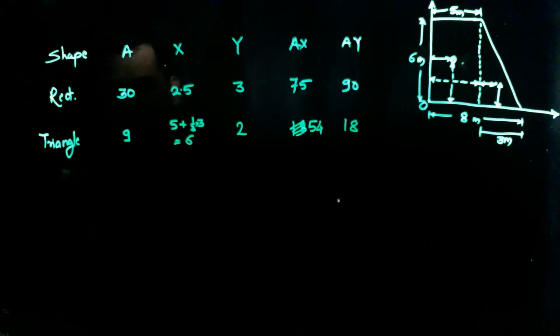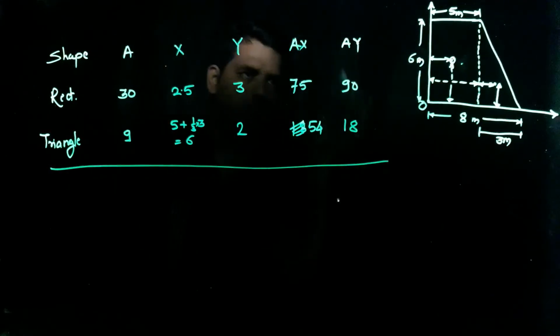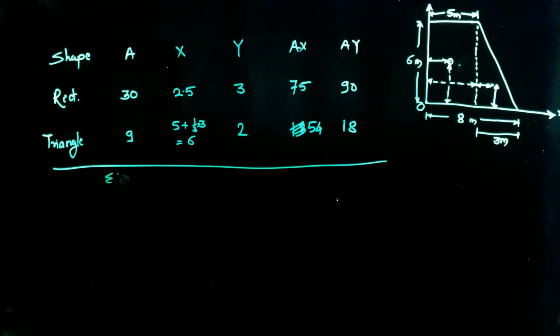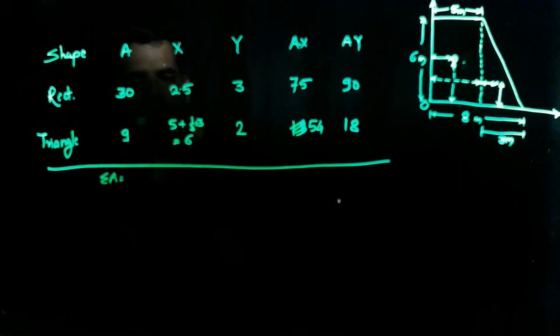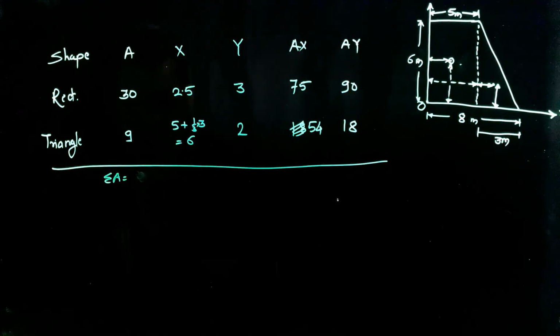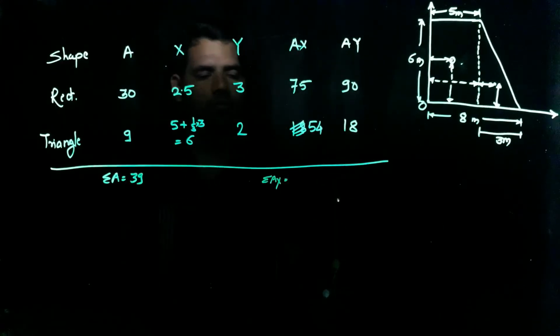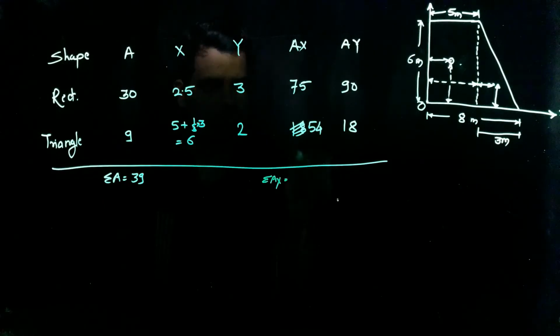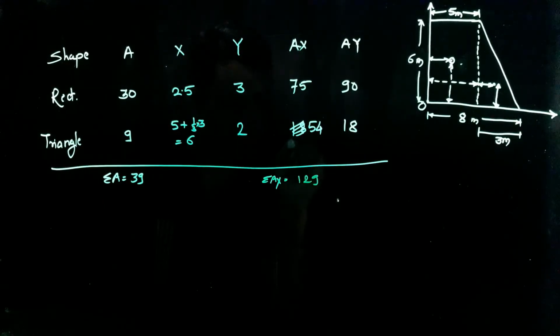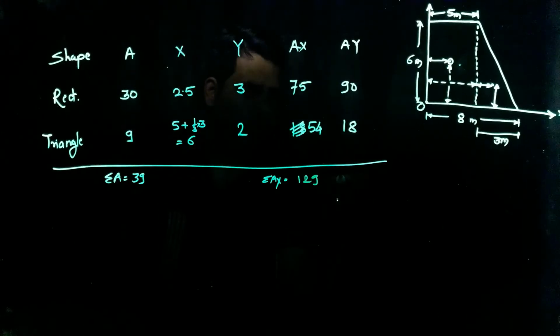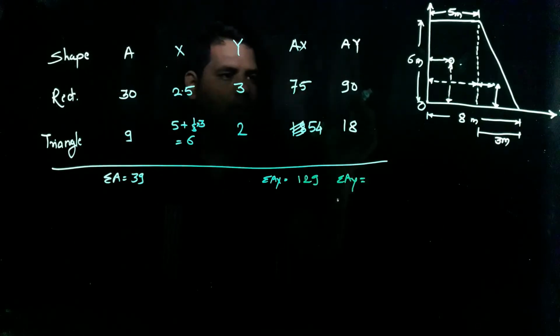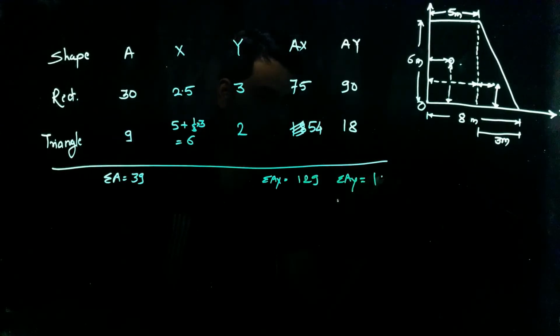So stage 2 is to fill up that table. Stage 3 is to find the value of summation of A. That is 30 plus 9, that is 39. Summation of Ax is 75 plus 54, that is 129. Then summation of Ay is 90 plus 18, that is 108.